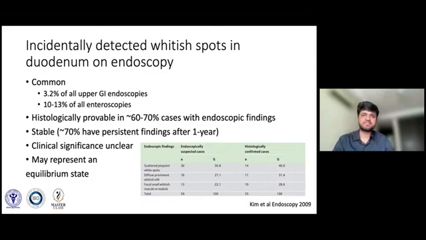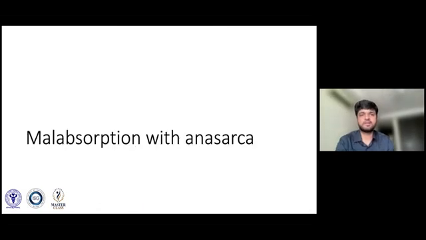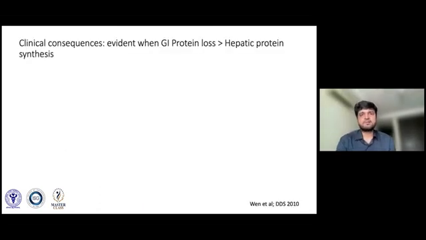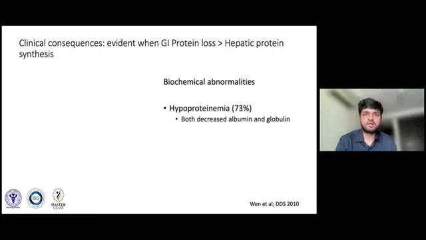The clinical significance here is unclear, but they may essentially represent an equilibrium state, as the clinical manifestations will start only when the GI protein loss exceeds the amount of protein synthesis ongoing in the body. So the clinical consequences only become evident when the GI protein loss actually exceeds the hepatic protein synthesis. The biochemical abnormalities that are very evident are hypoproteinemia.